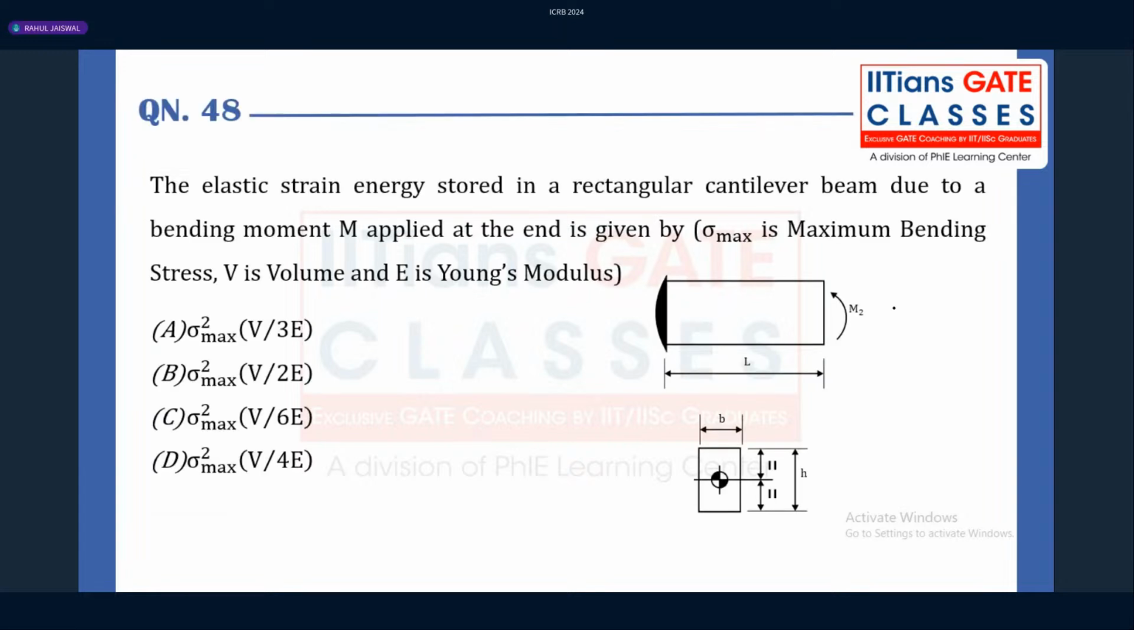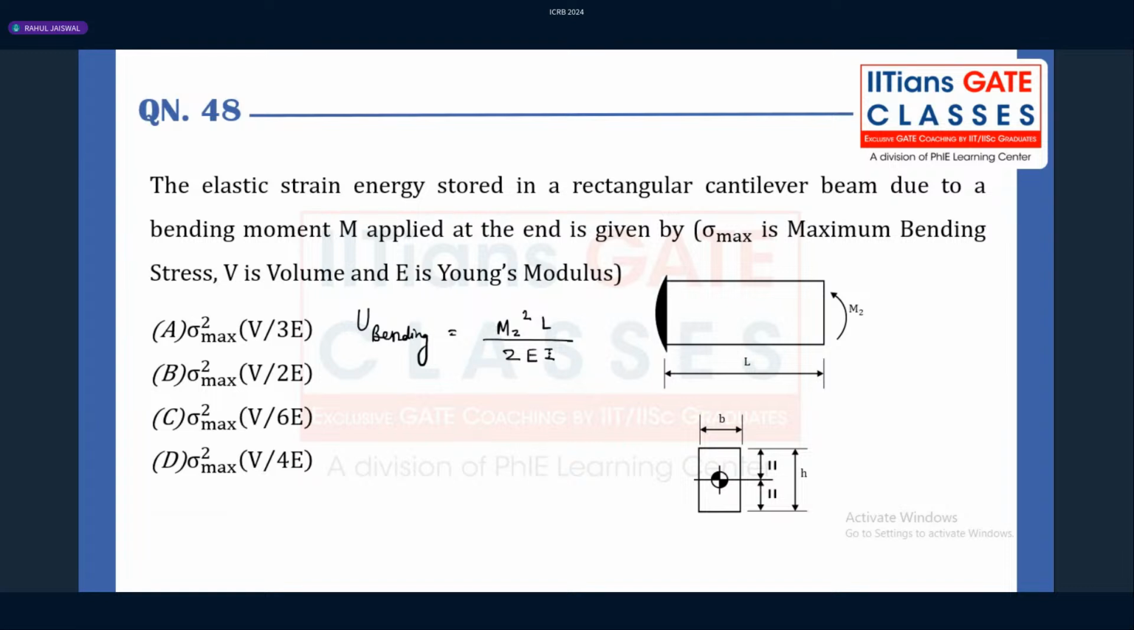Now, the next question, guys. If you observe very carefully what they are asking, read the problem first of all. Elastic strain energy stored in a rectangular cantilever beam due to the bending moment M applied at the end is given by which formula? Whenever any beam is subjected to a bending moment, what is the formula for strain energy due to bending? M square into L divided by 2EI.